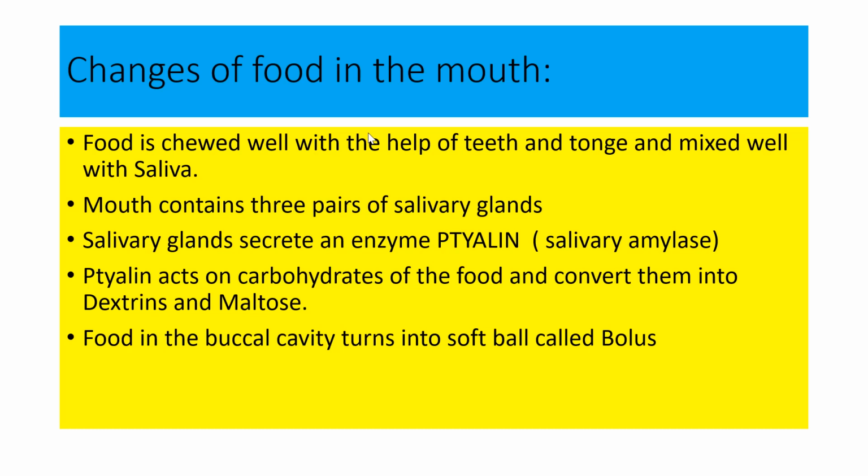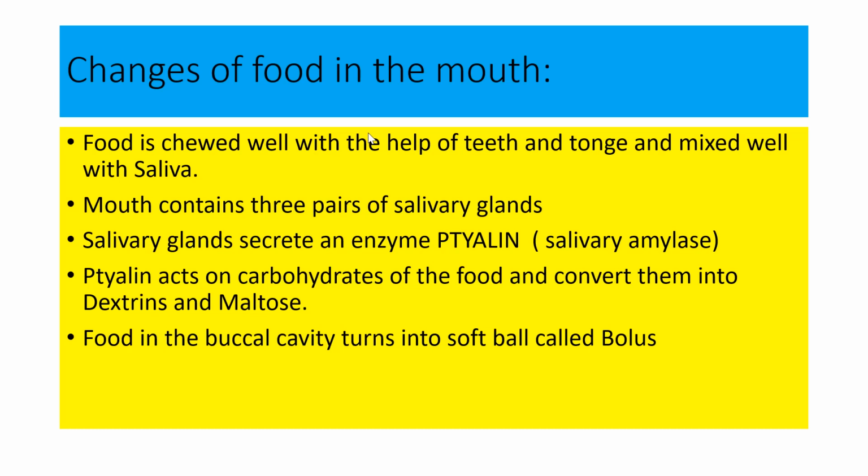Saliva is secreted by 3 pairs of salivary glands. 2 pairs are located at the side of the jaw and below the tongue. 1 pair is located in the palate. Saliva mainly contains the enzyme ptyalin. It is also called salivary amylase, which helps in the breakdown of complex carbohydrates to simple ones.